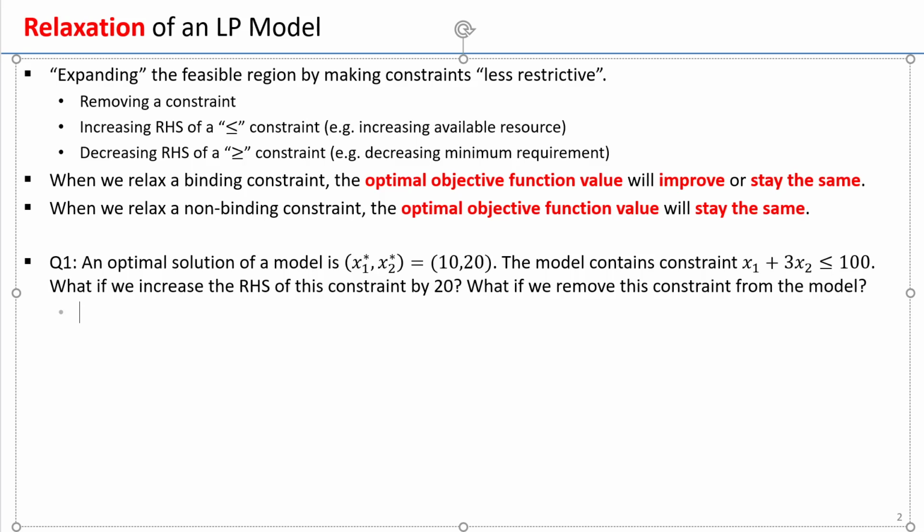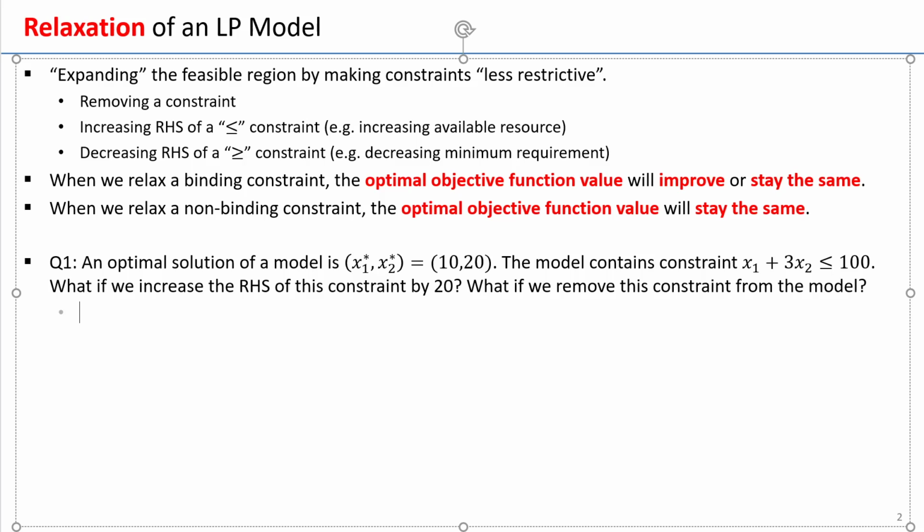An optimal solution of a certain model is x1, x2 equals 10, 20. Then the model contains a constraint x1 plus 3x2 less than or equal 100. What if we increase the right-hand side of this constraint by 20, so we make this 120? Or what if we remove this constraint? So the first thing to see here is, was this a binding constraint? If it was binding, the slack must have been 0, right?